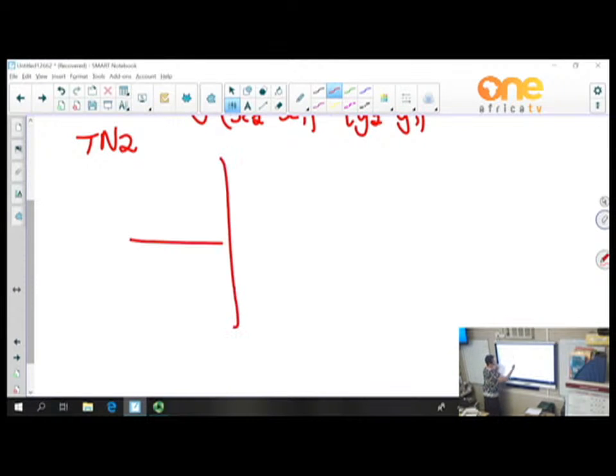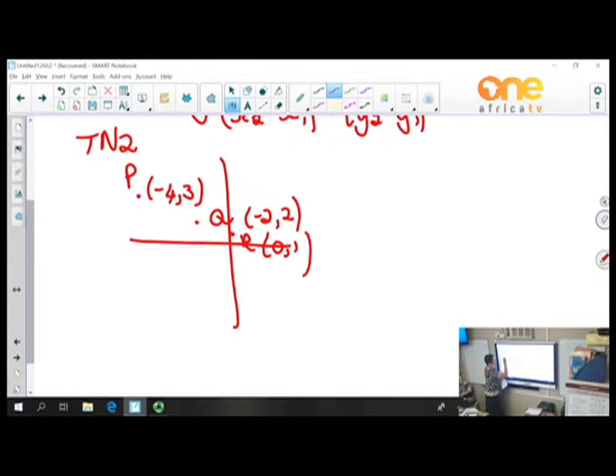Right, and I said let's draw the pictures just to understand it a little bit more. So the first one is negative 4, 3, which is then P. The second one is Q, negative 2, 2. And then the last one is R, which is 0, 1. So this is the direction of this straight line. So show that the lengths of PQ, QR, and PR, that's what we need to calculate.